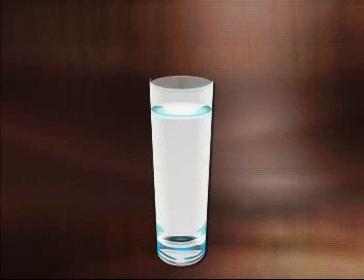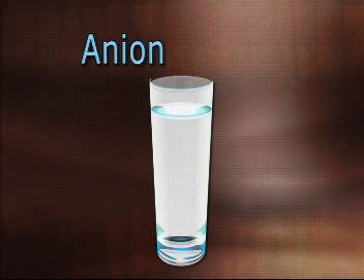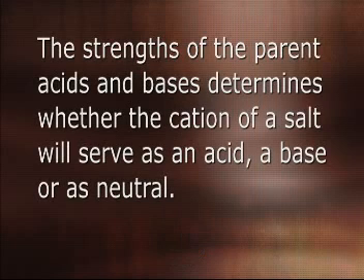The solutions of salts contain two types of ions, including cations and anions. The term salt hydrolysis describes the reaction of an anion or a cation of a salt, or both, with water. The strengths of the parent acids and bases determines whether the cation of a salt will serve as an acid, a base, or as neutral.